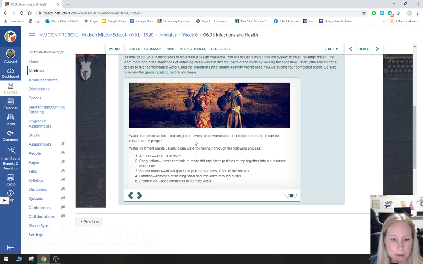Water, for these people, has to be cleaned. They can use chemicals to help destroy the bad stuff, called coagulation. They can use aeration, which means they just add air to the water, like a fish tank where you add air and the water can stay fresher longer. You can use disinfection and filtration, and that's what we're going to do in a minute. We're going to make our own filtration system.